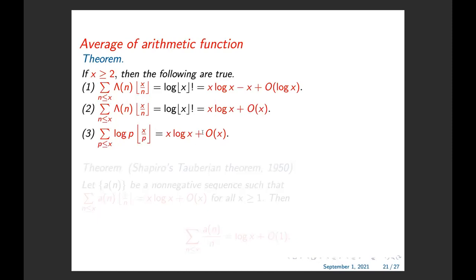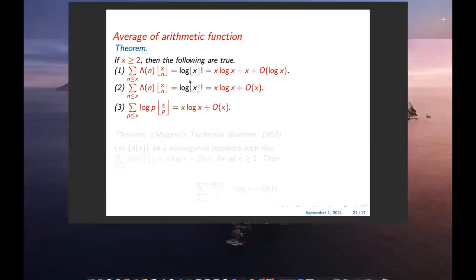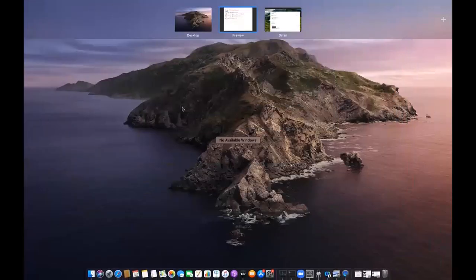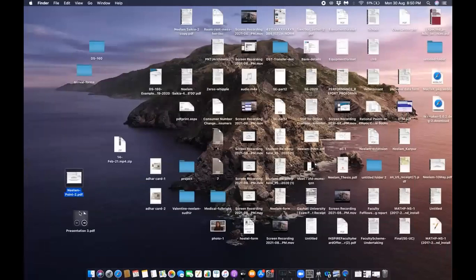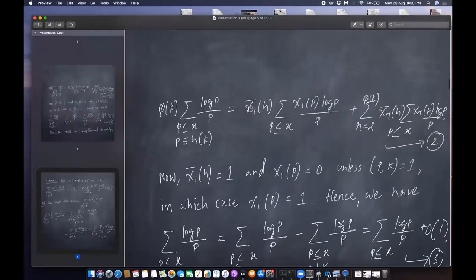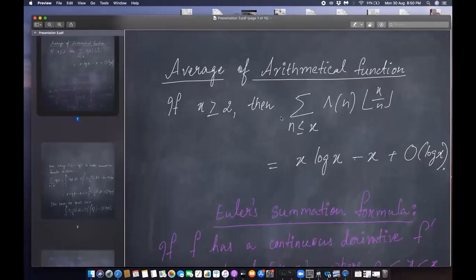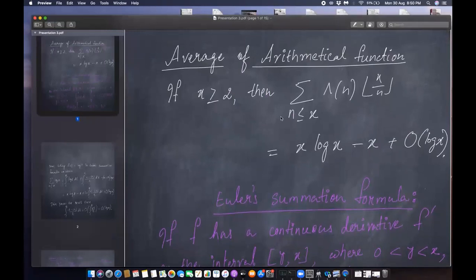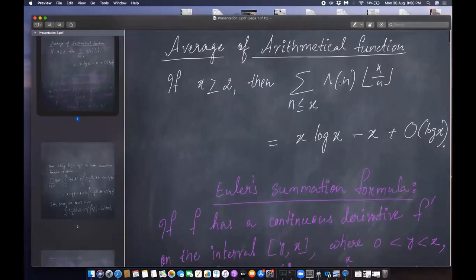Here we are not going to prove all these identities because the proofs are more or less similar. In fact, we will prove the first identity here. So let me just go back to this, just a moment. Yeah, here it is. So we'll prove this formula. This is not very straightforward.